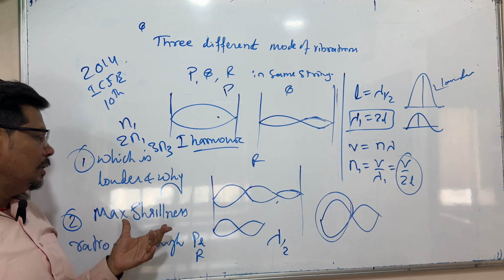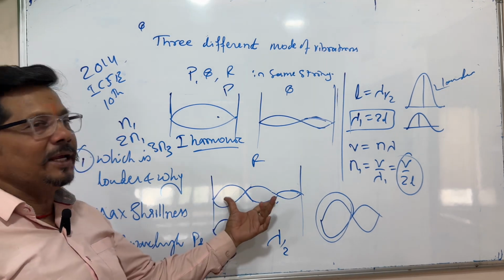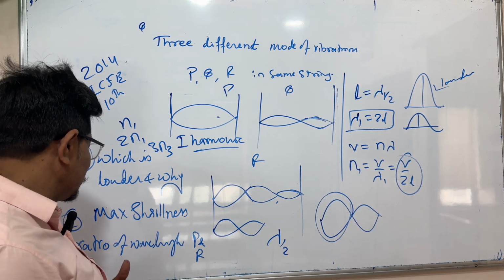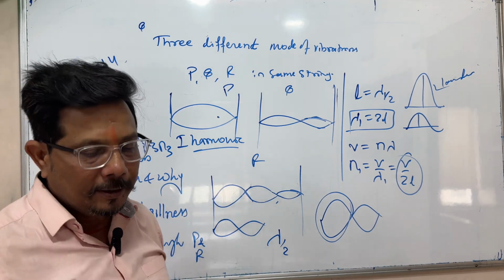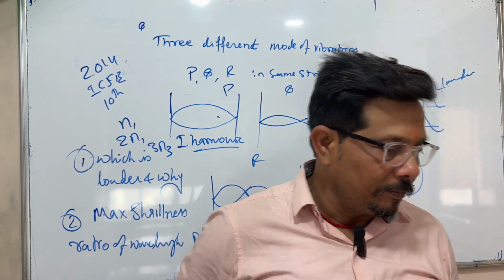In the second, what has maximum shrillness? If the frequency is high, shrillness is high, so you can say R has maximum shrillness. And what is the ratio of both? 1 is to 3. Got it? So this was the question they asked in the year 2014.